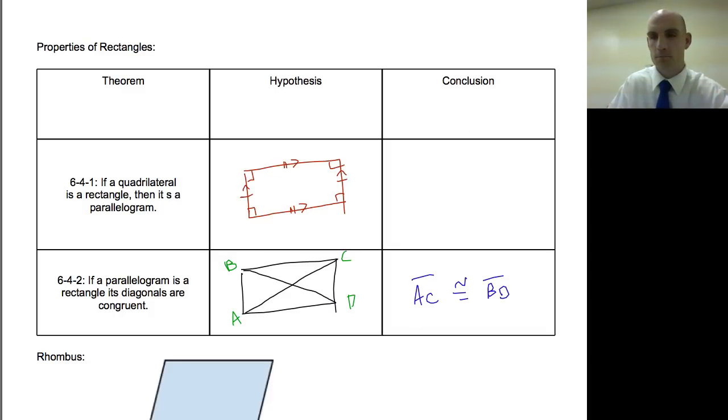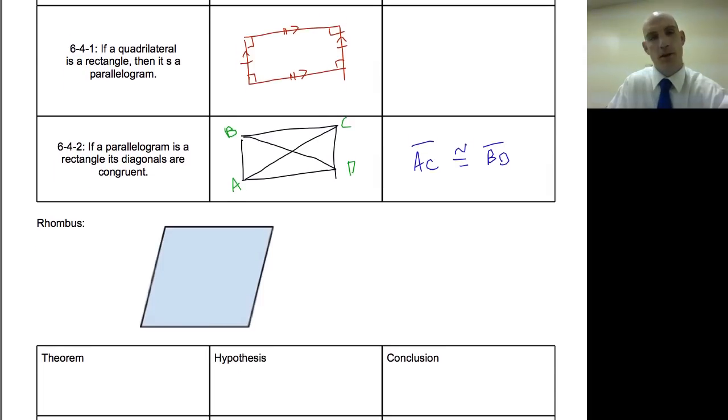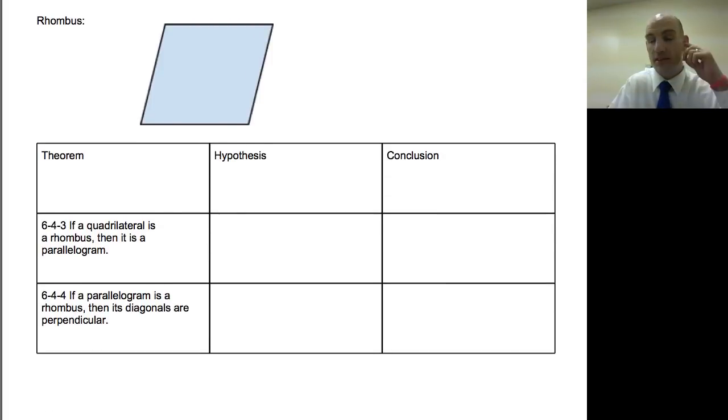So this is good. Let's talk about a rhombus for a minute. Rhombus, like I said, was a shape with 4 congruent sides. And because its 4 sides are congruent, it also falls into the category of parallelogram, and so opposite sides are going to be parallel.